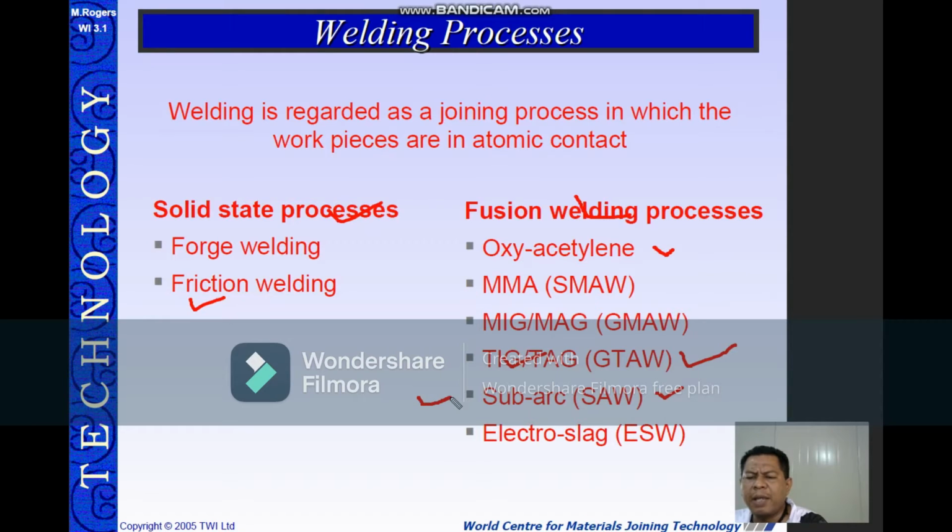Normally we use SAW because for the process we need fast welding, because the welding amount is big. So for big piping, it is very suitable when we use SAW. Then electroslag or ESW.